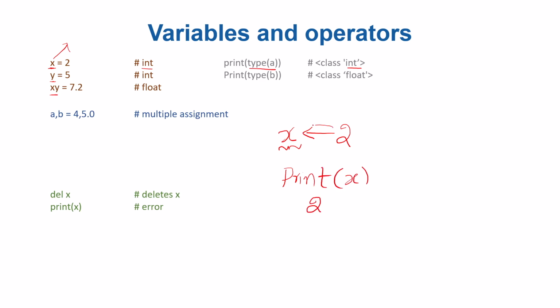Now, this kind of symbol is hard to write. There is no keyboard symbol that looks like so. So rather than writing this symbol for assignment, normally an equal sign is used for assignment. For example, X equals 2 means 2 is assigned in X. Y equals 5 means 5 is assigned in Y. XY equals 7.2. XY is completely a new variable. It has nothing to do with X or Y.